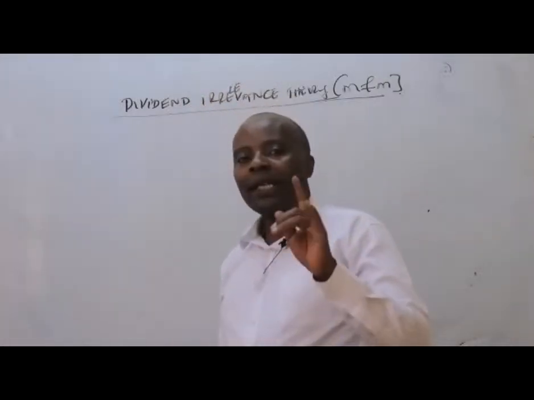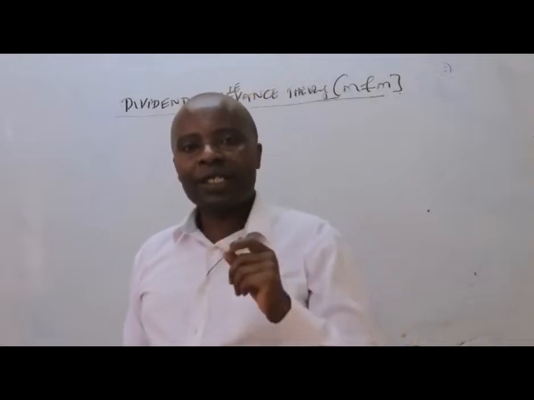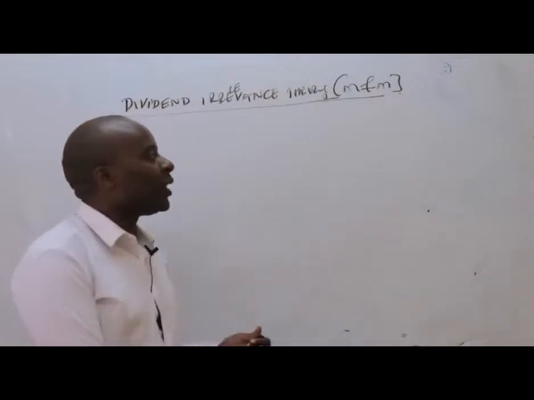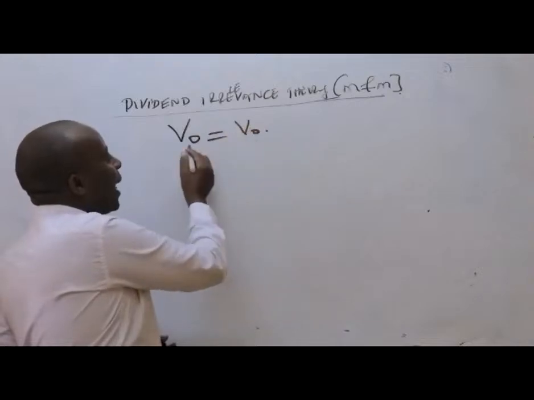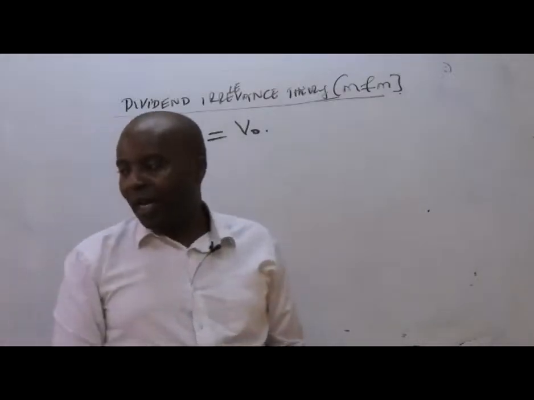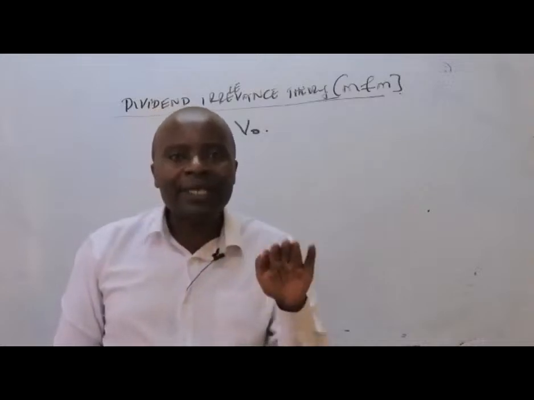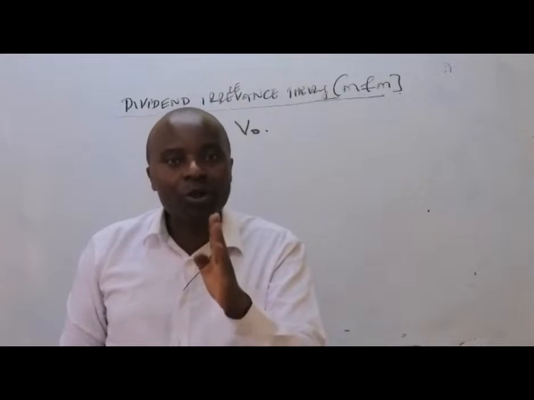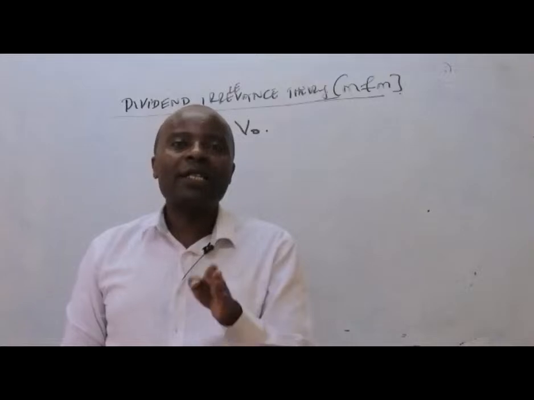So remember, under dividend irrelevance theory, whether you pay dividends or you don't pay dividends, the value of the firm will always be the same. The concept here is that the current value of the firm, P0, is always the same regardless of whether you decide to pay dividends or not. It's called the dividend irrelevance theory.